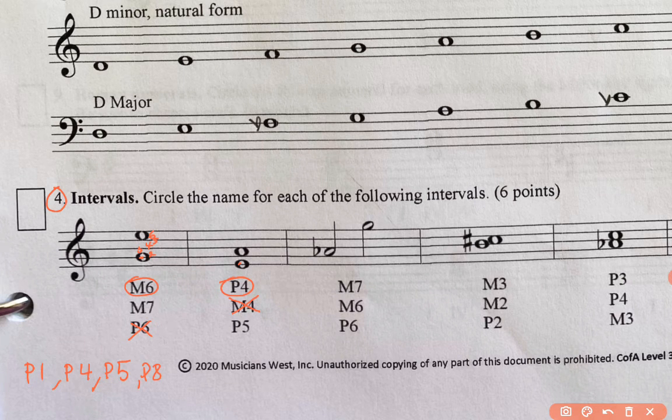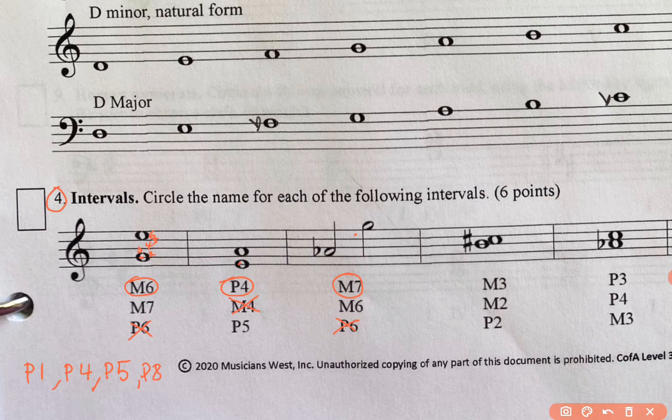So let's look at the next one. Again, what does it say at the end? Perfect 6, cross it out, doesn't exist. Now you've got to decide if it's major 7th or major 6th. Again, count from the first one: 1, 2, 3, 4, 5, 6, 7. Okay, so it's a major 7th.